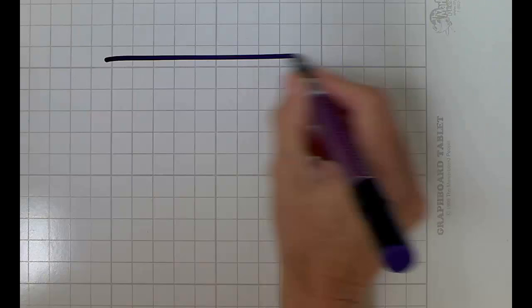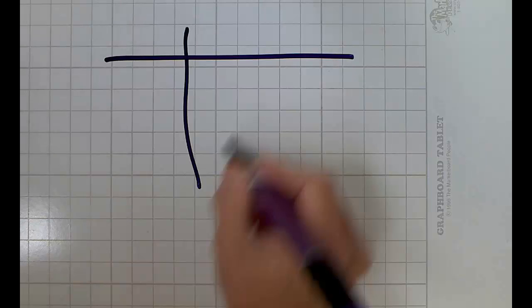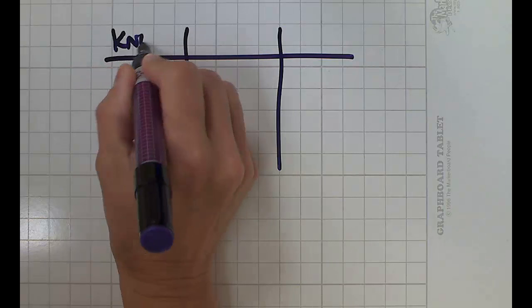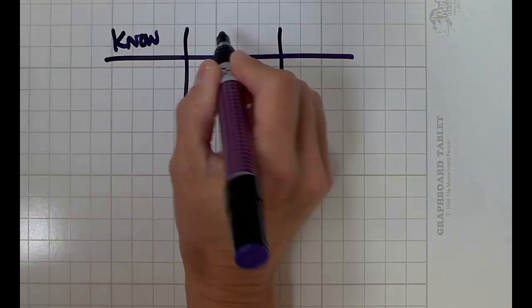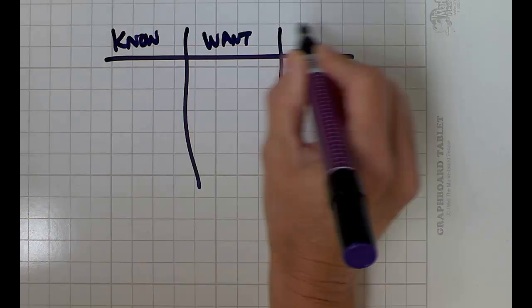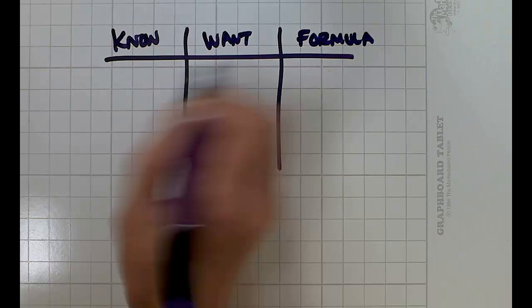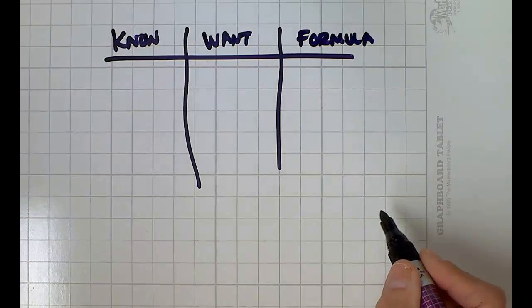He taught me if you make a grid, in the first column you're going to list everything that you know. In the middle you list everything that you want to find out. And in the last column, you list any formulas that relate what you know to what you want. That will help organize your thought.